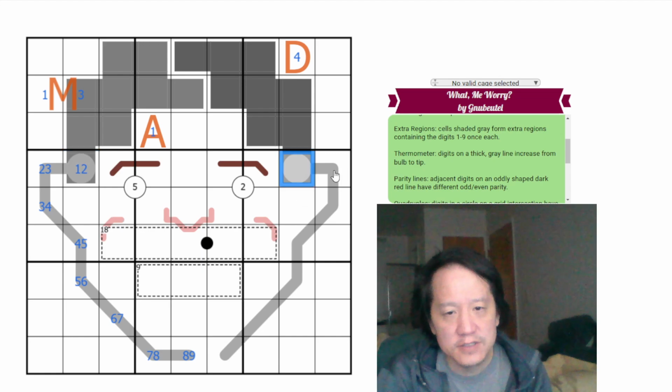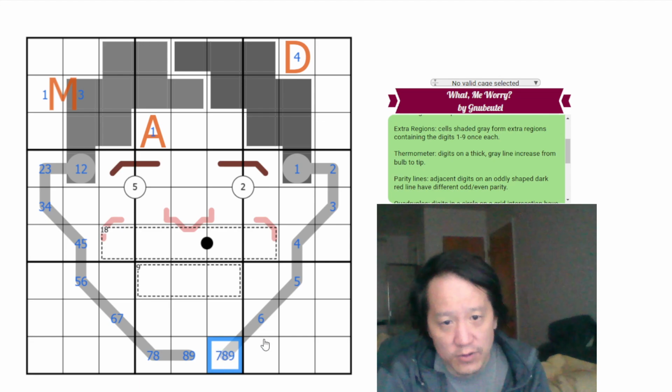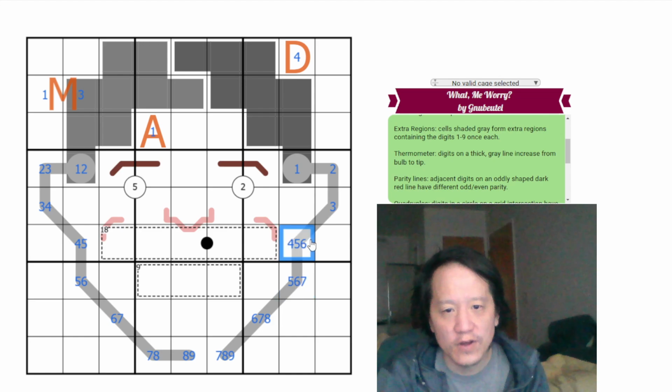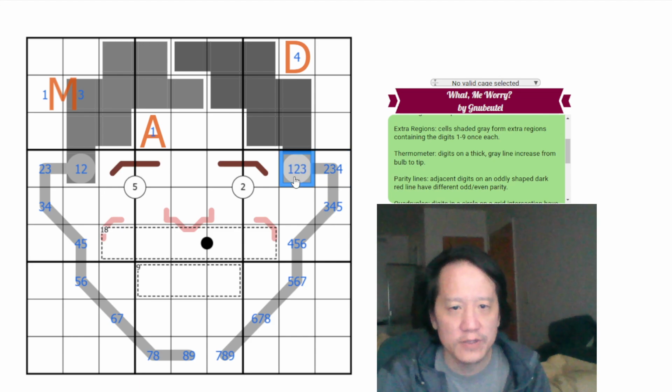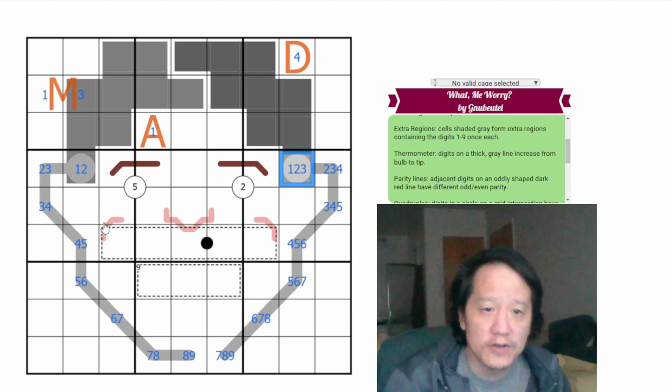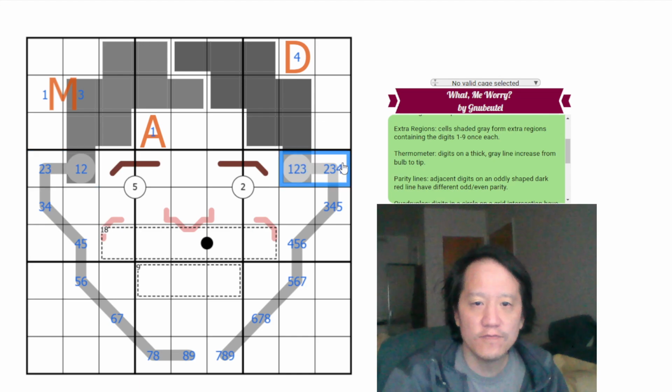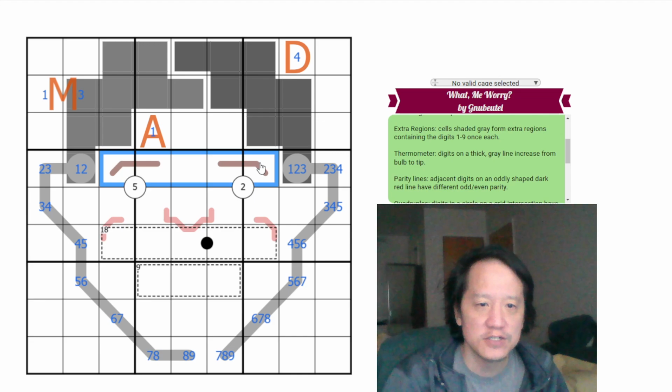This is at least 1, at least 2, at least 3, at least 4, at least 5, at least 6, at least 7. So this is 7, 8, or 9. This is 6, 7, or 8, 5, 6, 7, 4, 5, 6. Remember, because the thermometer always increases from the bulb. 3, 4, 5, 2, 3, 4, and 1, 2, 3. So we have a set of 4 cells which can only be filled with 4 unique digits. Therefore, the rest of the unique digits cannot be.